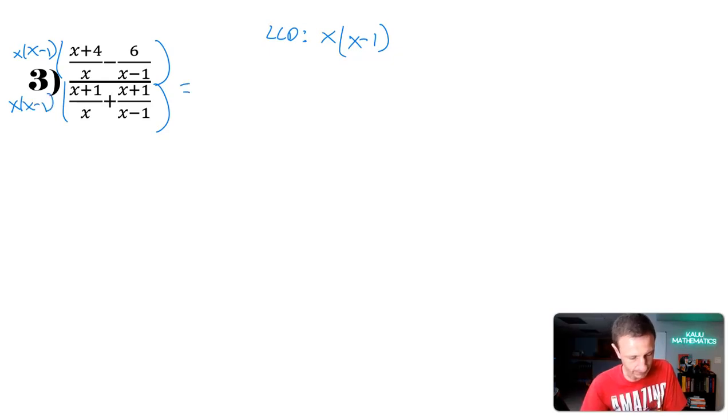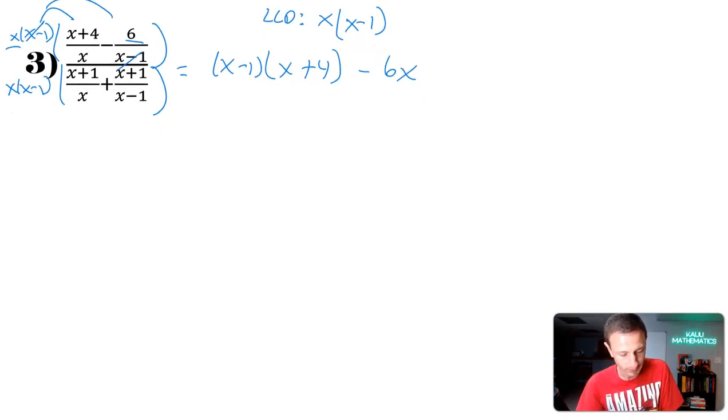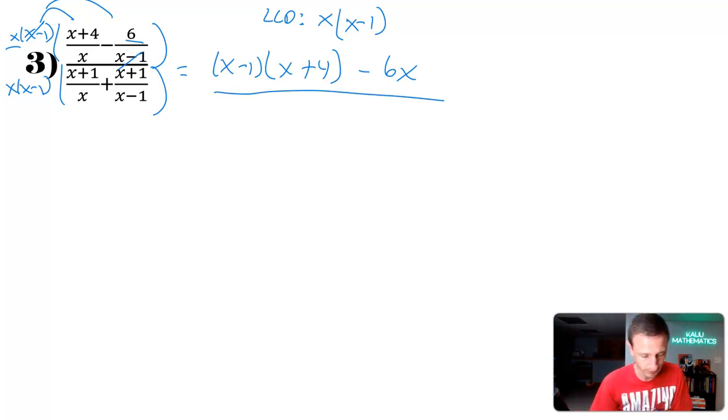So on the top, when I multiply that out, see what happens. x times x minus 1 times x plus 4 over x, the x's cancel, so that leaves me with x minus 1 times x plus 4. And then x times x minus 1 times 6 over x minus 1, the x minus 1's cancel, so that's going to leave me with minus 6x. And if you're thinking about multiplying those binomials together, you are going to have to do that.